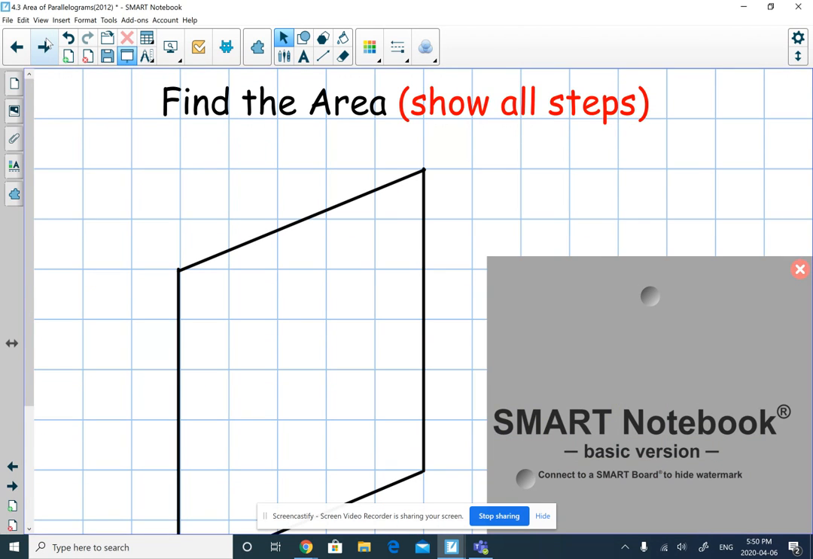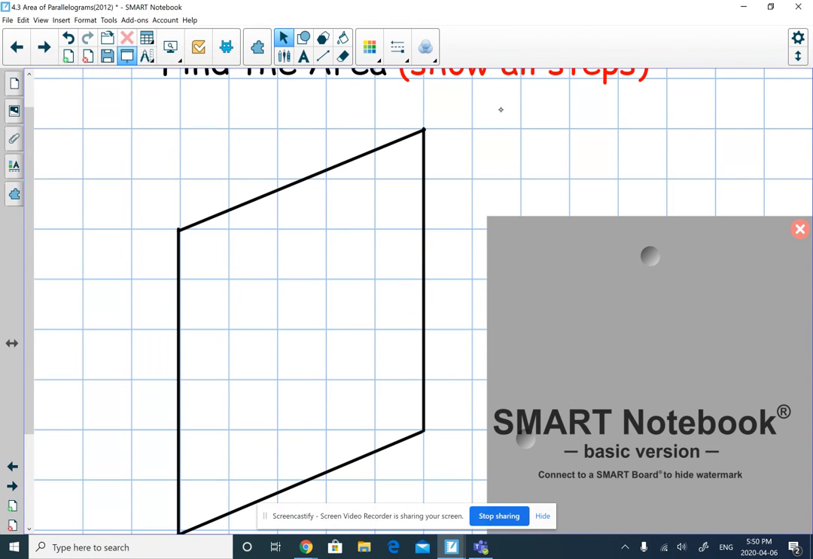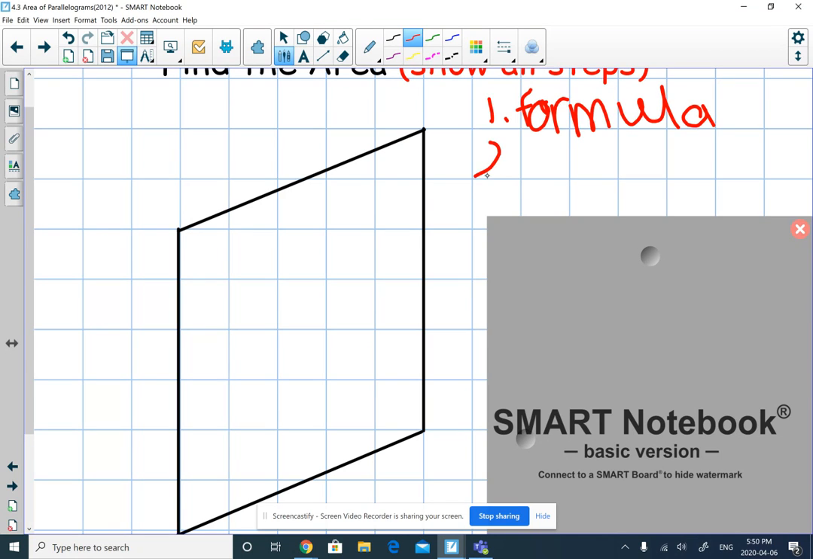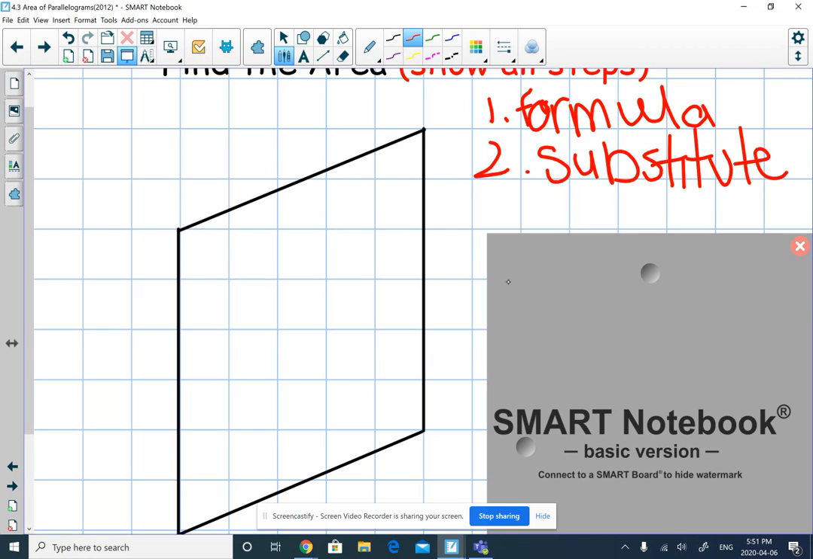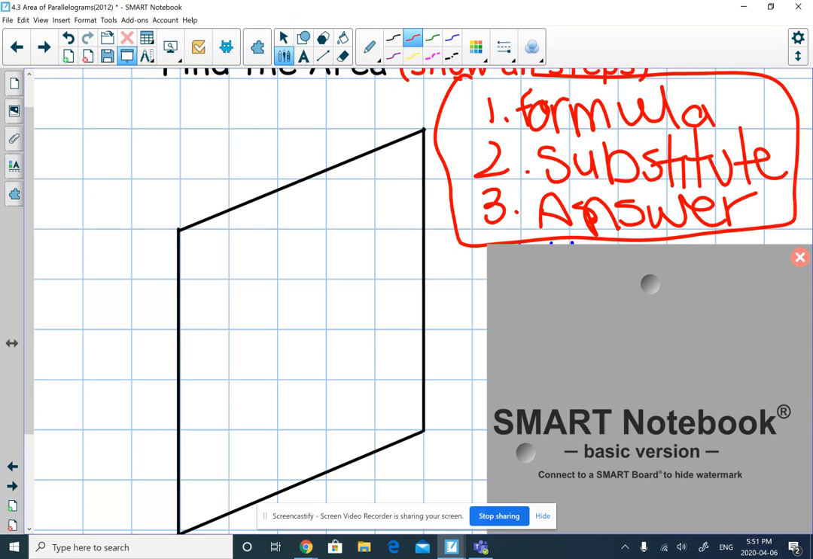Okay, so find the area. Remember that you guys show all steps. So that means formula, right? I want you to be writing the formula. I want you to be substituting in the numbers, right? And then I want you to give me the answer. Okay, so those should be your 3 steps when you're solving area.